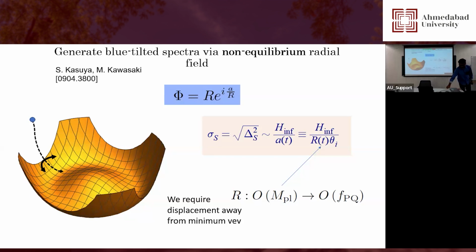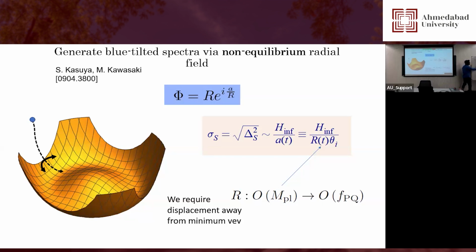Maybe I can draw it here. I'm just drawing the radial part of the potential. So this is radial amplitude, this is 0. Assume that the field is sitting here and it's trying to roll down. So it goes from a large value of R to a smaller value of R, and if the velocity is not much, it will eventually sit here.